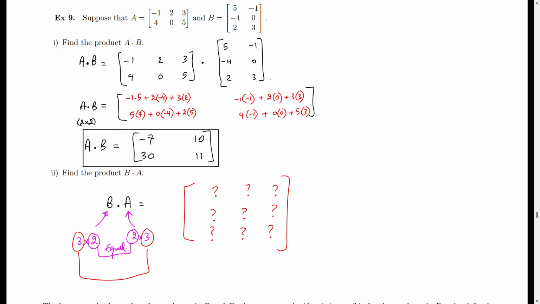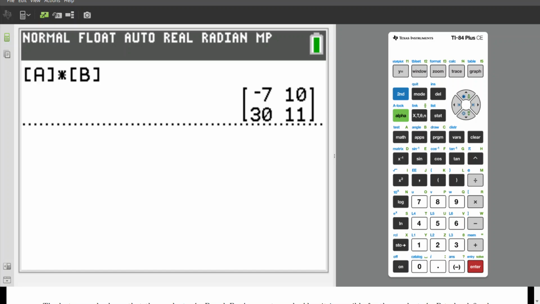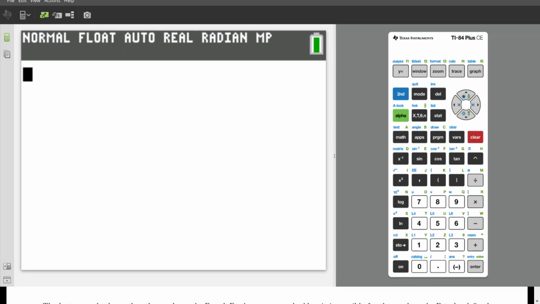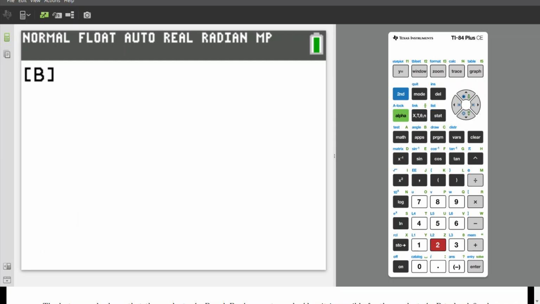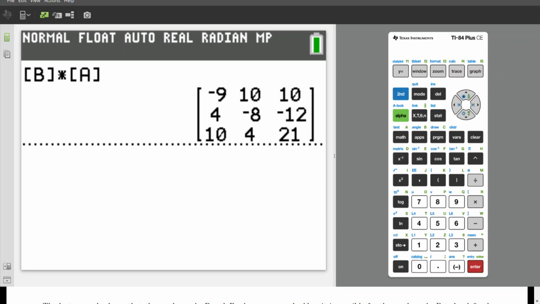So instead of doing it by hand this time, I'm going to use the fact that I just typed everything into my calculator, and I'll just get the result directly from my calculator screen. So let's see, here's my calculator. I want B to be first, so I'm just going to clear my screen first, then click second matrix, put the matrix B, then multiply it with the matrix A. And there's the answer right on the screen.